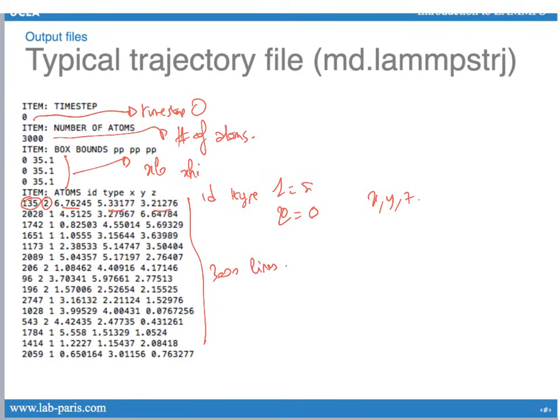And then for each new time step, you will get this entire block. You will get this entire block for each time step. So this will be repeated for every time step that is stored inside the trajectory file.